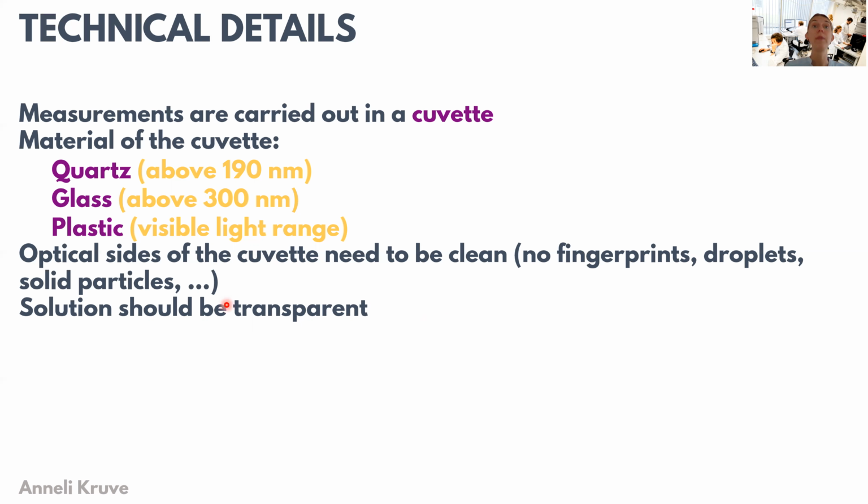So this means that the solutions should be transparent. This means that suspensions, for example, can't be analyzed. The samples really need to be fully dissolved. So if foggy samples actually do appear, but you know that the analytes that you're interested in have been dissolved, then it's very important to filter the solutions before doing the measurements with ultraviolet visible spectroscopy.